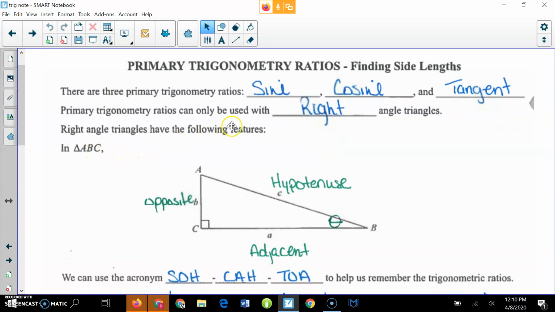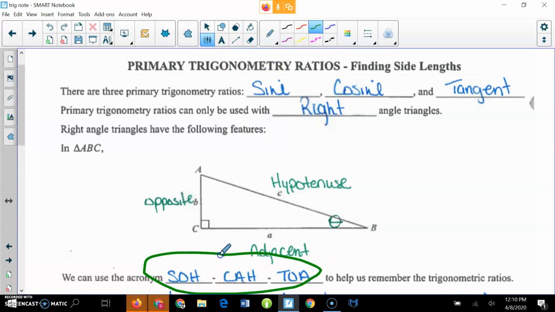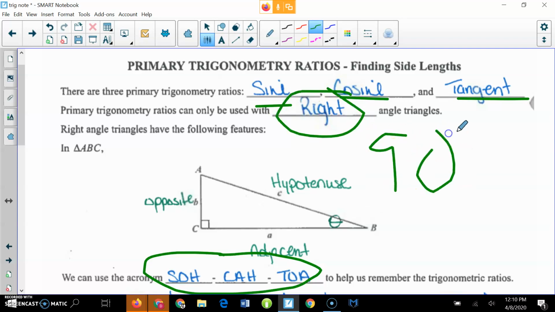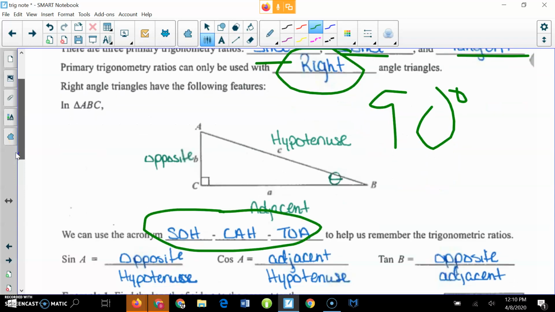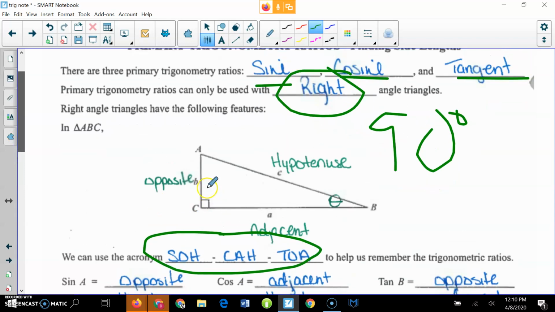So remember, the trig ratios are Sohcahtoa. Oh, it's right down here. Okay, so it says we're down here. See if this works. Sohcahtoa are the trig ratios: sine, cosine, tan. And these are only for right angles. Okay, so a right angle is, you guys know, 90 degrees. Okay, so 90-degree angles are right angles. And if you have a right angle triangle, this guy right here, then you can use Sohcahtoa.